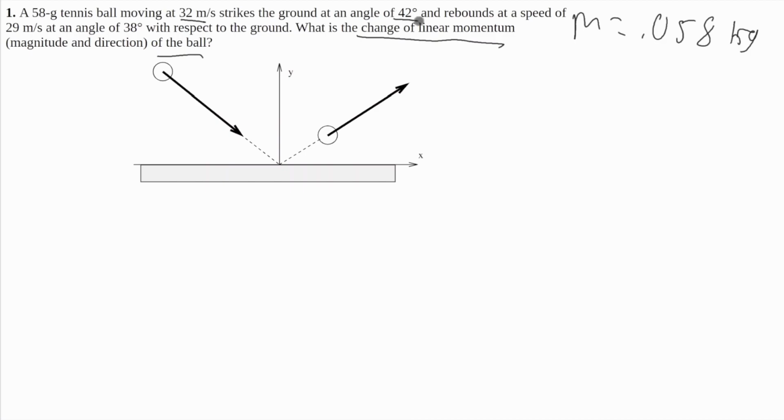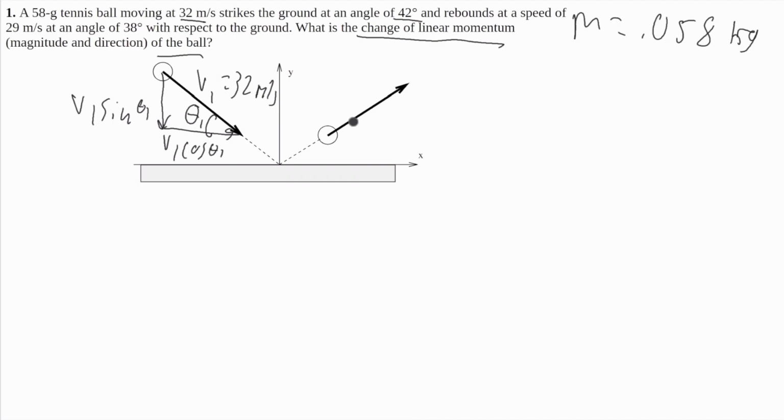and it's moving at 32 meters per second when it strikes the ground at an angle of 42 degrees. So that angle will be this one here. I'll call it theta 1, and I'll call this V1, which will be 32 meters per second. And I'm going to break it into its x and y components. Its y component is V1 sine of theta 1. Its x component is V1 cosine of theta 1.